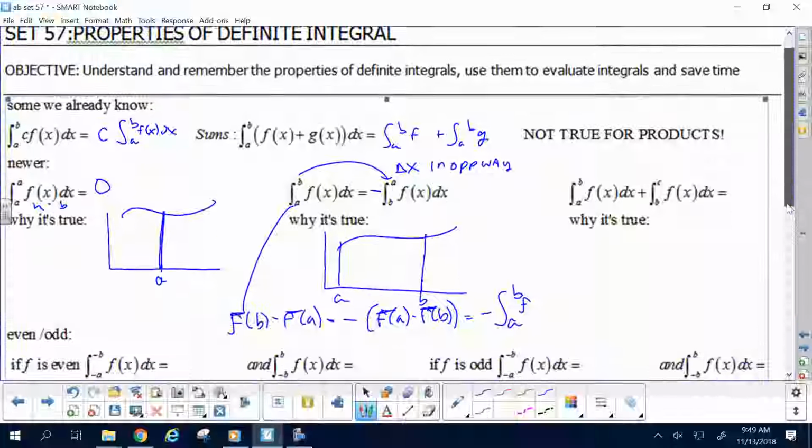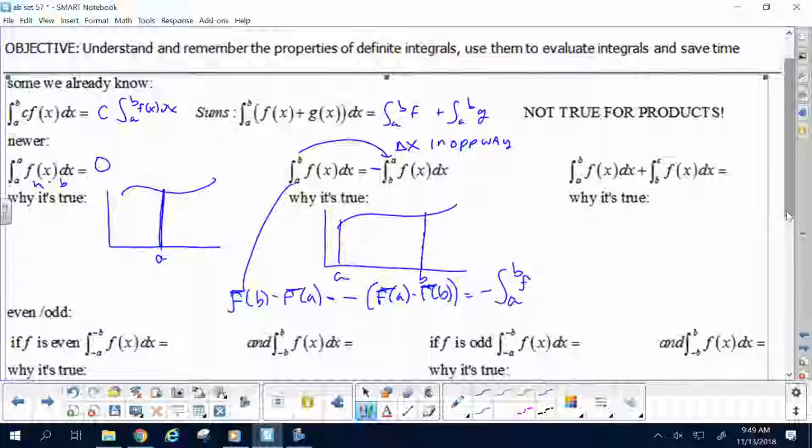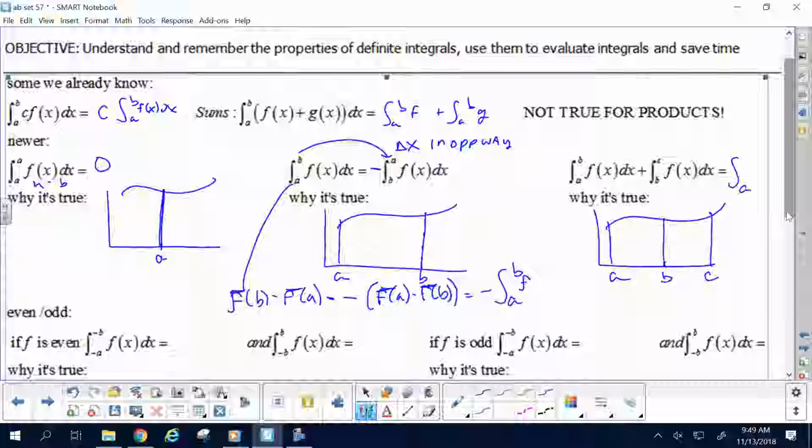Cool? Additivity. Imagine you had a region from A to B and then added onto it a region from B to C. Isn't the region from A to B plus the region from B to C equal to the single region from A to C? That's the additivity rule. Also very logical. All these are pretty logical.